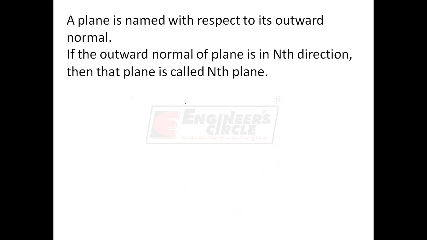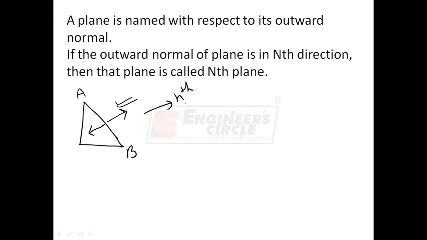A plane is named with respect to its outward normal. If the outward normal of the plane is in n direction, then that plane is called the n plane. Consider this surface. Suppose this is the n direction. Now if we consider surface AB, then it has two normals, one which is inward and the one that is outward. To name surface AB, we have to look for its outward normal. The outward normal of this surface AB is in n direction. Therefore, we call surface AB the n surface.